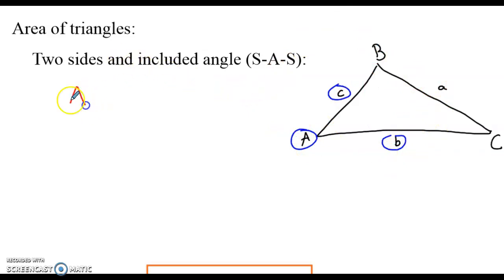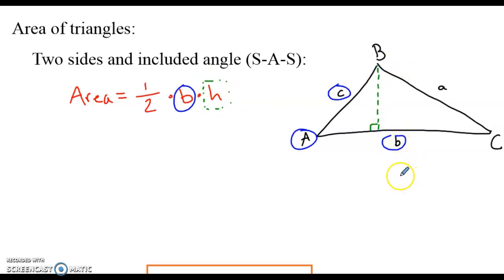Well, this formula is based on the old formula that we know: the area of a triangle is 1/2 times the base times the height. It just so happens that in this triangle my base is already called B, so I can plug that number in. The problem is that I don't know the height of this triangle. The height is the line from the top that makes a right angle with the base. So how can I find this height?